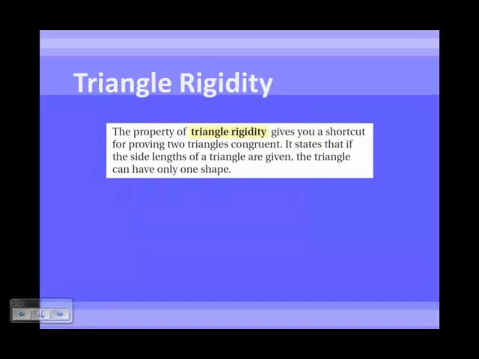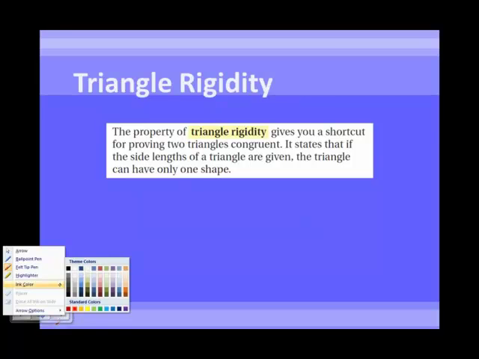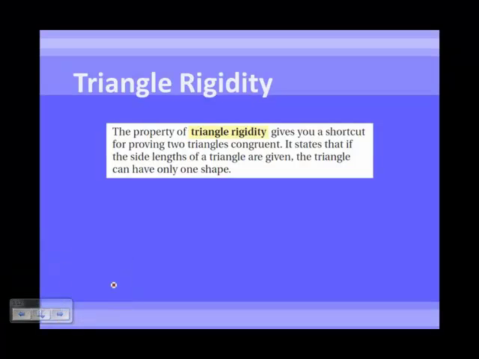So before, when we wanted to prove that two triangles are congruent, we had to say something about every single corresponding side and every single corresponding angle in those triangles. But in this new mode, we're not going to be saying something about every single one because of something called triangle rigidity.